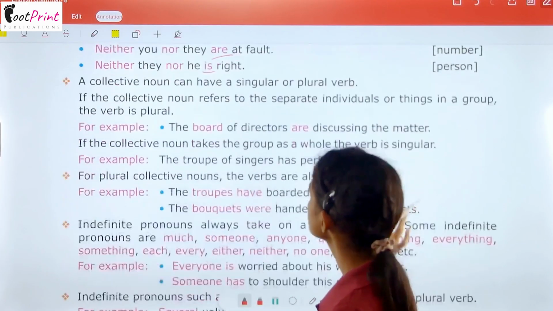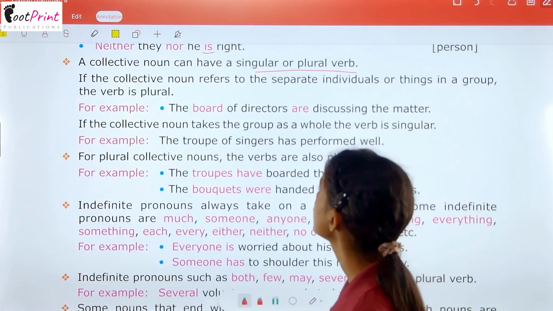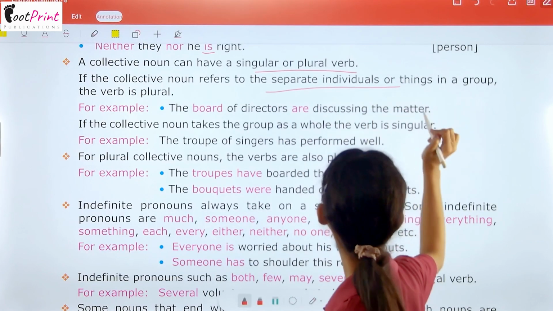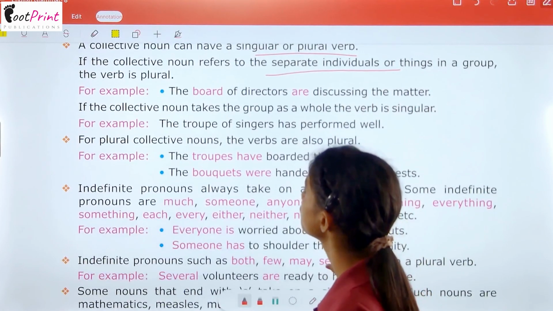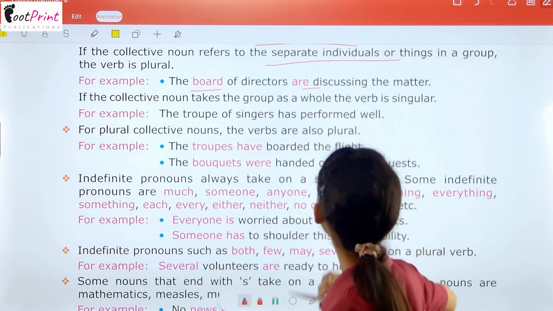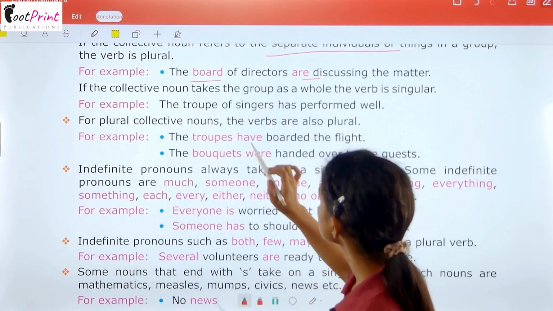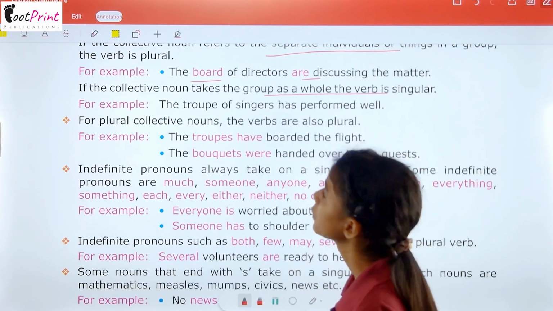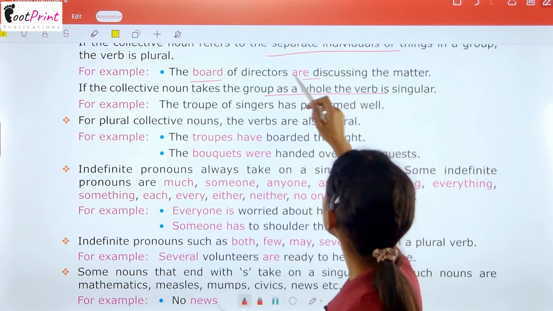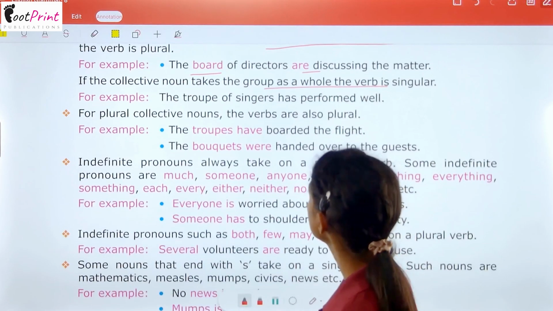Okay. A collective noun can have a singular or plural verb. Now, let's see how. A collective noun refers to the separate individuals or things in a group. The verb is plural. The board of directors are discussing the matter. If the collective noun takes the group as a whole, it will have a singular verb.